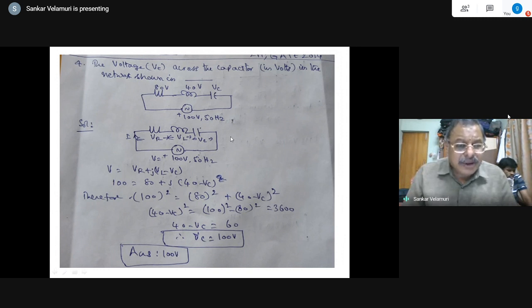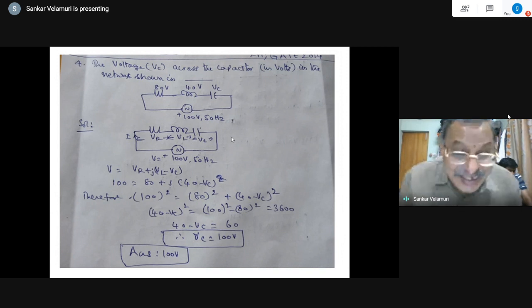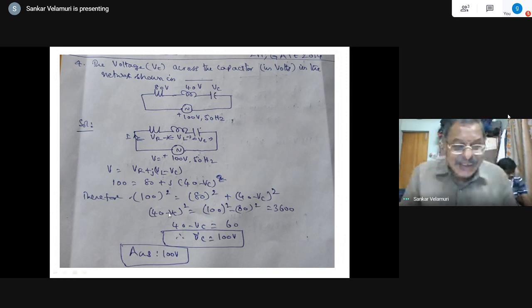So maybe if I got carried away, I need to justify it. Otherwise, this is giving minus 20. So 40 minus VC, I can conveniently make it 40 minus VC or VC minus 40, because it is squared. So internally I can make this VC minus 40 whole square is equal to 3600. That way I can show this. So VC minus 40 is equal to 60 implies VC equals 100 volts.